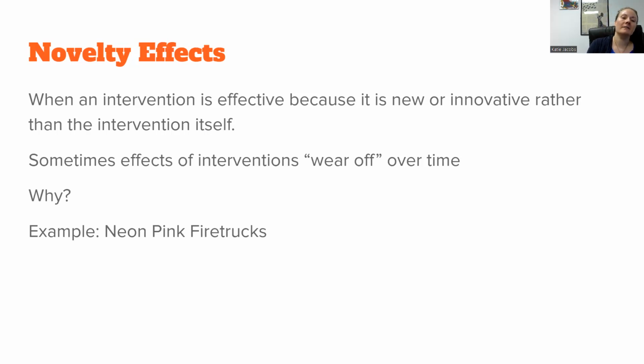So we also have an example. At one point they said, oh, let's paint fire trucks neon pink. Maybe people will pay attention more to the fire trucks if they're neon pink and not get in as many accidents. And at first it helped a lot. But after a while, what happened? After a while, people got used to the fire trucks being neon pink and it just became a regular part of life. So it kind of wore off.